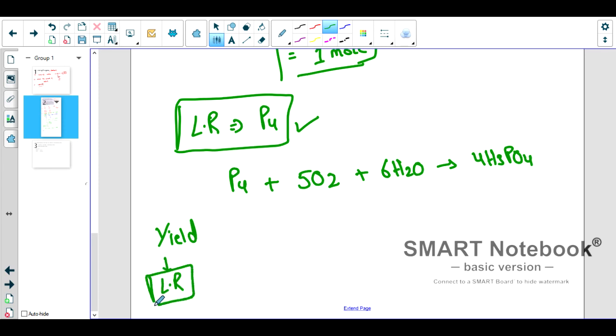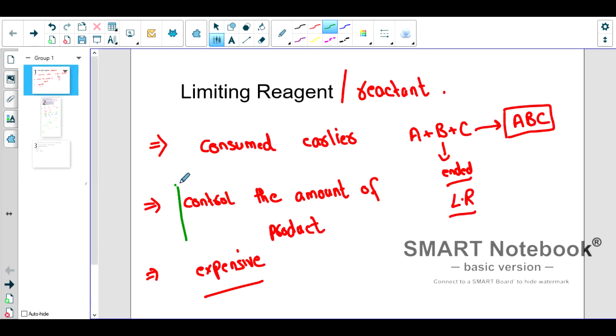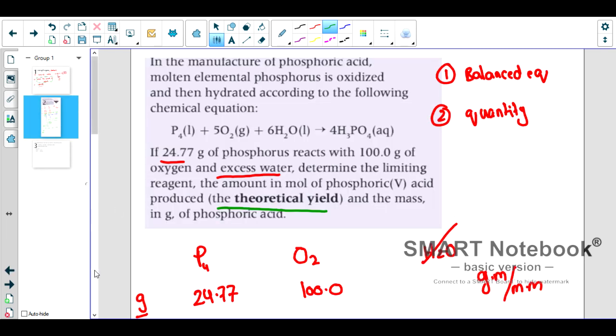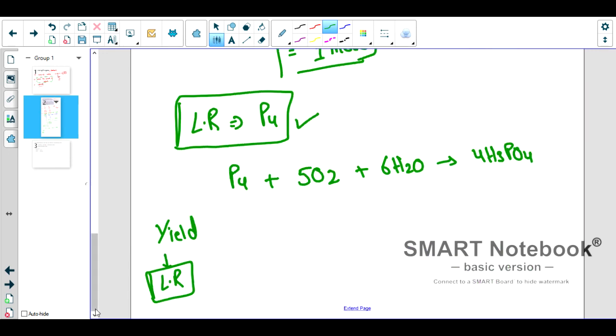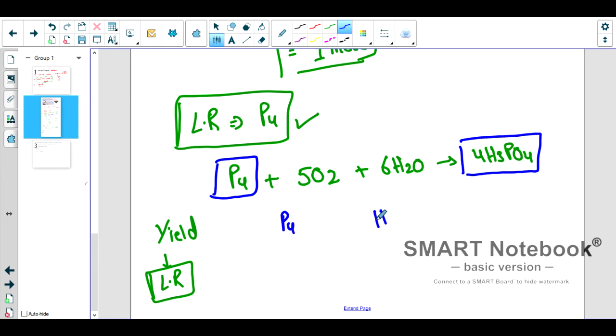Without the limiting reactant you cannot calculate the yield, because the limiting reactant is the one which will control the amount of product. So we need to know the limiting reactant. We have calculated here the limiting reactant, which is phosphorus. So now we know that this phosphorus is the one which will control the product. So we know we have phosphorus and we have the product, phosphoric acid.